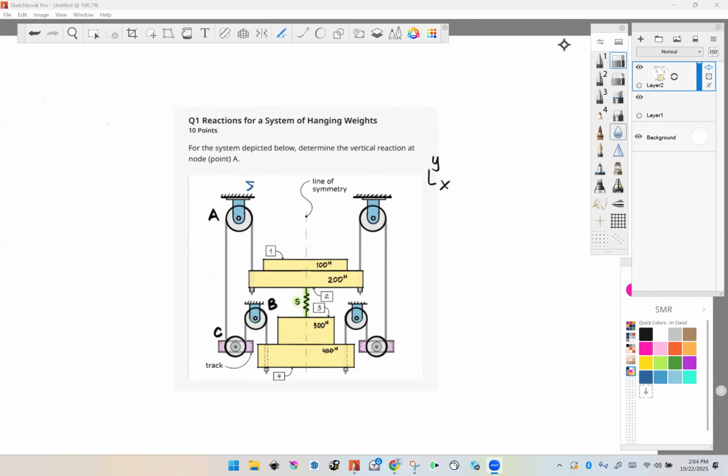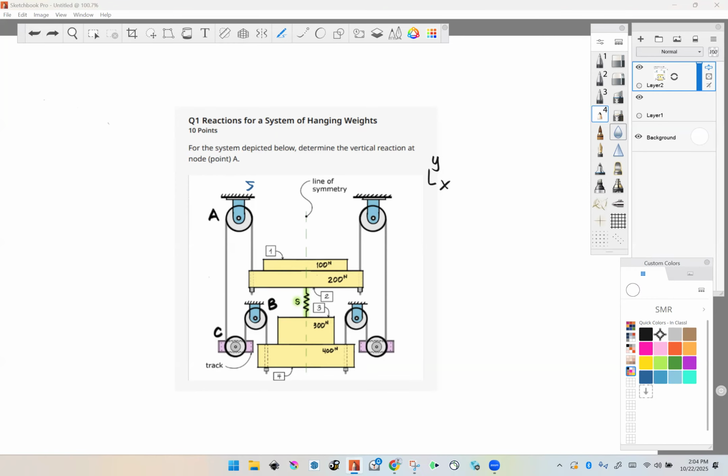All right, hi everyone. This is a video solution for homework 5, question number 1. In this problem, we're given this assembly of multiple pulleys. We've got some pulleys that are pinned, and we have some pulleys that are in a horizontal track. And we are asked to find one unknown. What is the vertical reaction at A?